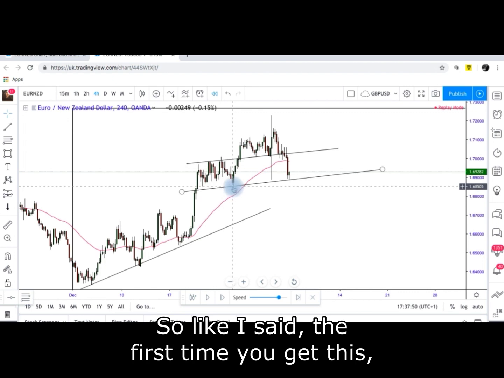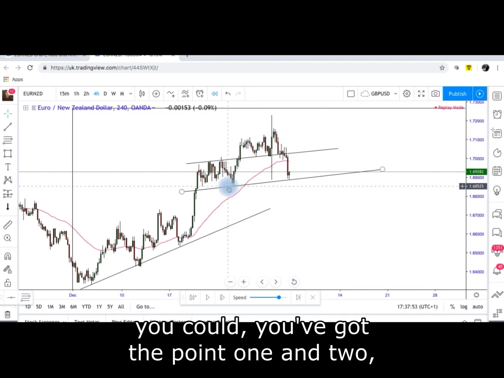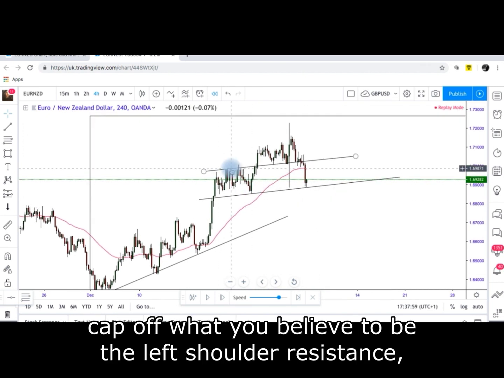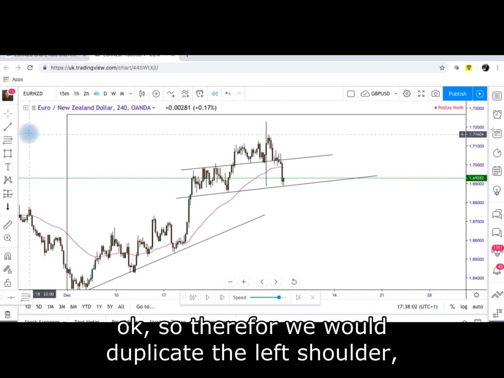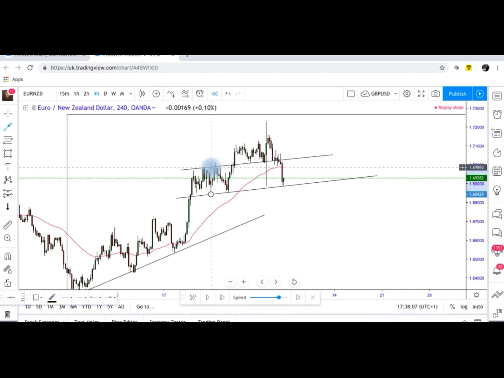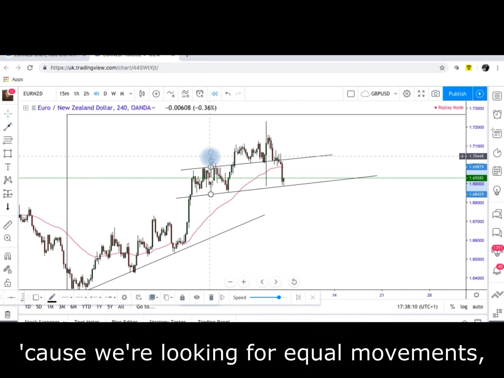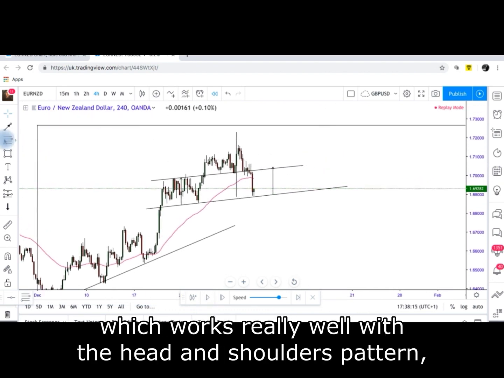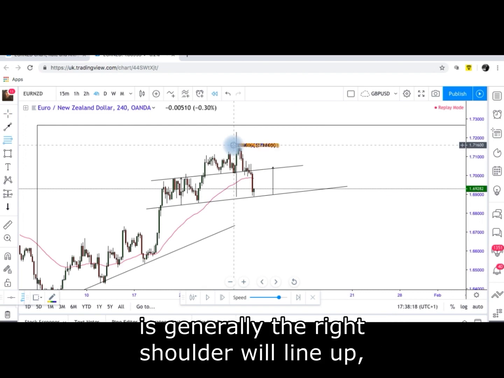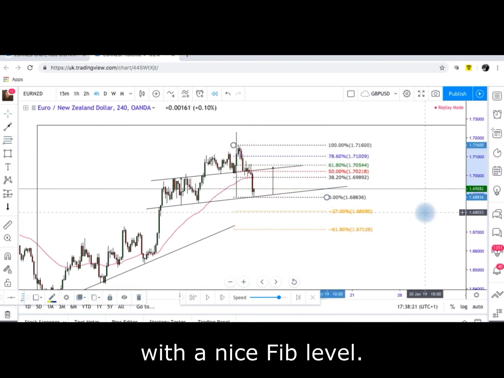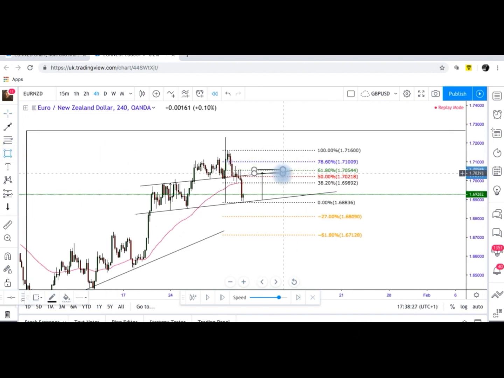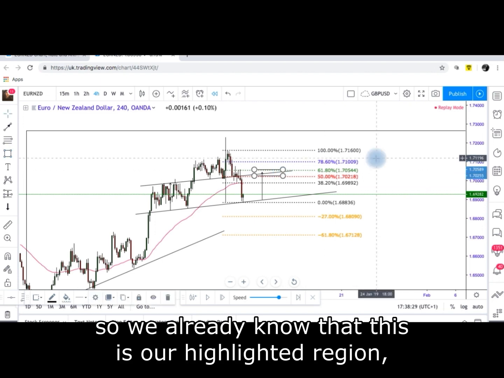So therefore, we have to use what we have available to us to predict future price. So like I said, the first time you get this, and then it comes down again like this, you've got point 1 and 2. The first thing that you do when you have point 1 and 2 is you apply a neckline, and then you simply cap off what you believe to be the left shoulder resistance. Okay, so therefore we would duplicate the left shoulder because we're looking for equal movements. We place this here. And another thing we can do as confirmation, which works really well with the head and shoulders pattern, is generally the right shoulder will line up with a nice fib level. Something like that. So generally they line up between the 50 and the 61.8.